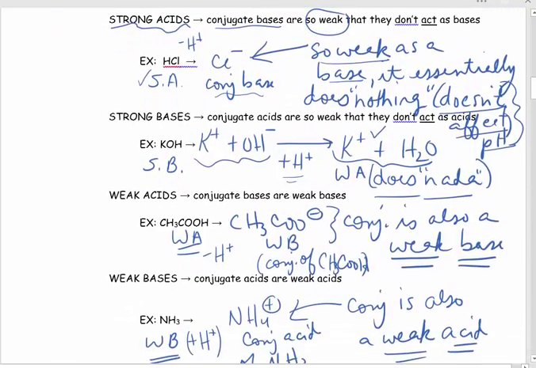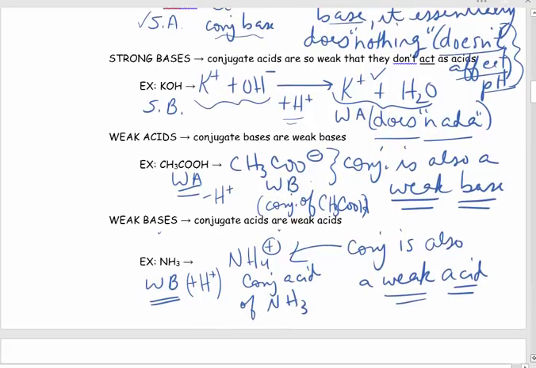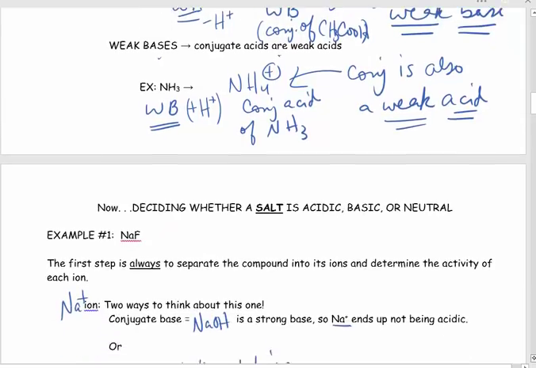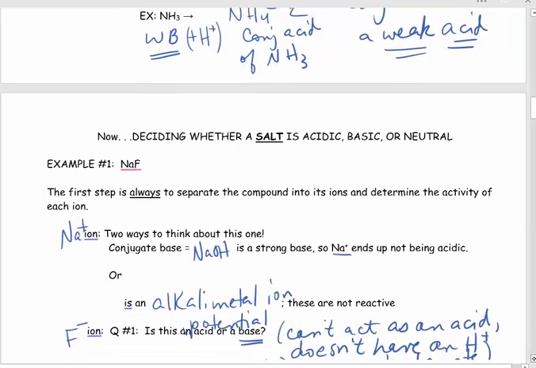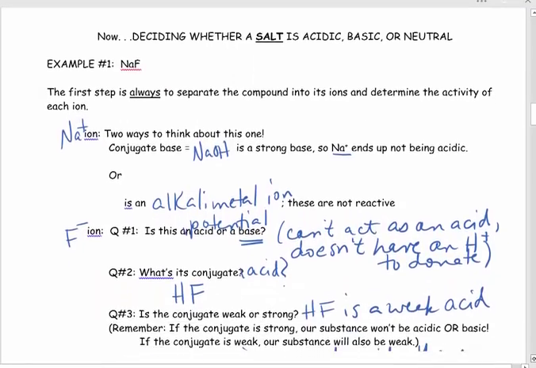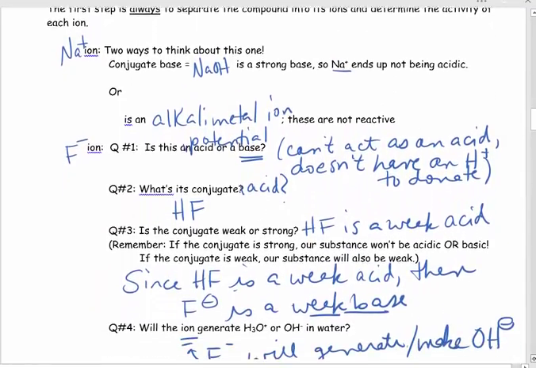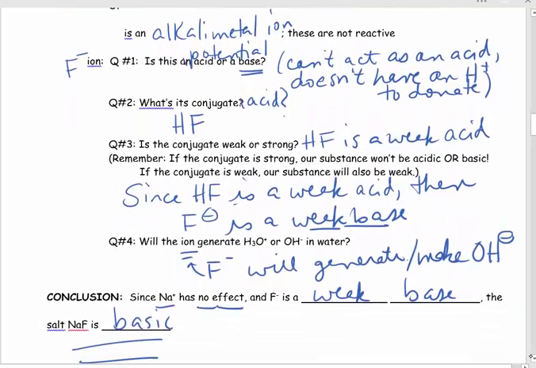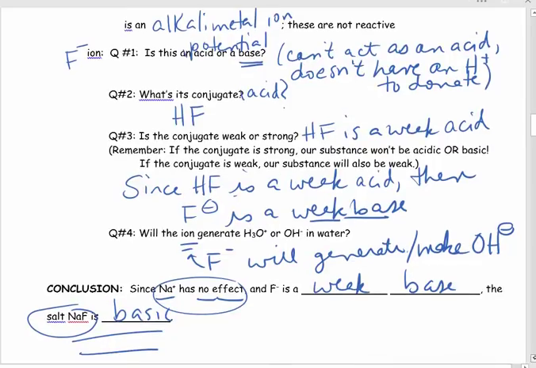On the other hand, if you have a weak acid, its conjugate is a weak base. If you have a weak base, its conjugate is a weak acid. So that's just a very quick review. We looked at one example, sodium fluoride. We broke it into its ions. And we decided, based on all of its characteristics, that since sodium has no effect on the pH, and F minus is a weak base, the salt, NaF, is basic. All right, so let's look at another example.